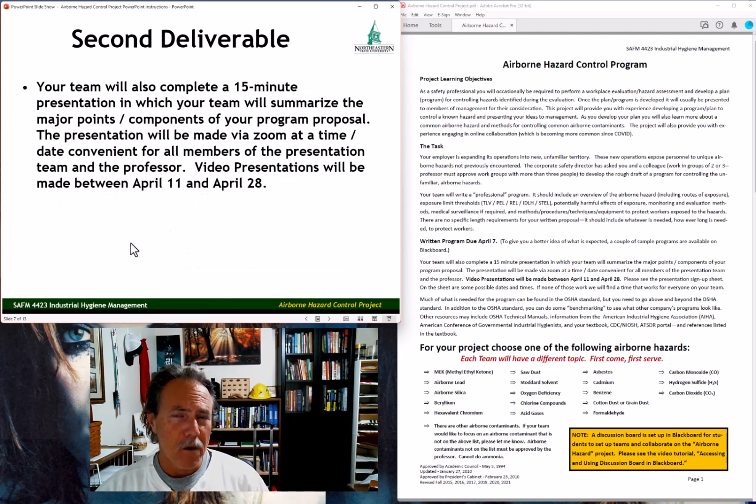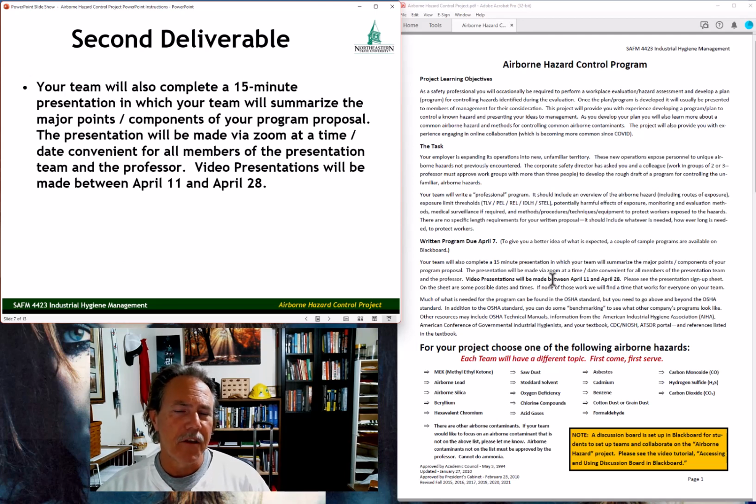The second part of the assignment, or the second deliverable, is your presentation. Your team will also complete a 15-minute presentation in which your team will summarize the major components of your program proposal. The presentation will be made via Zoom at a time and date convenient for all members of the presentation team and the professor. Video presentations will be made between April 11th and April 28th.